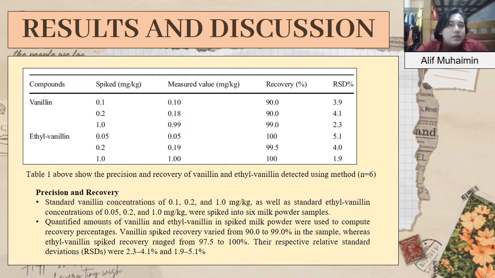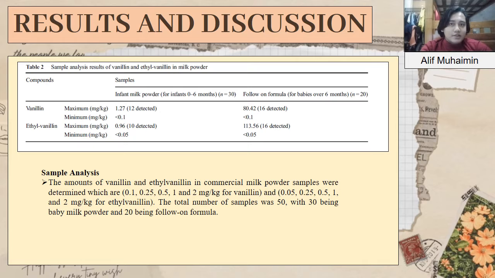Their respective relative standard deviations are 2.3 to 4.1% for vanillin, and 1.9 to 5.1% for ethyl vanillin. Now we move on to sample analysis. Table 2 shows the analysis result of vanillin and ethyl vanillin in milk powder.